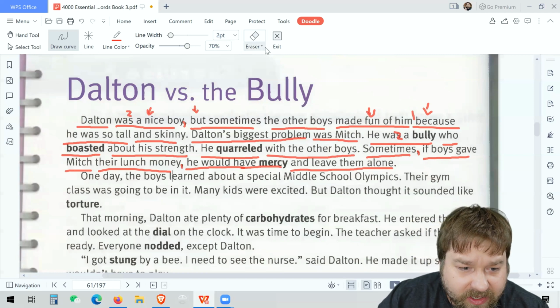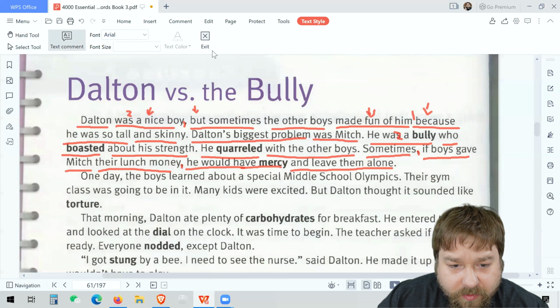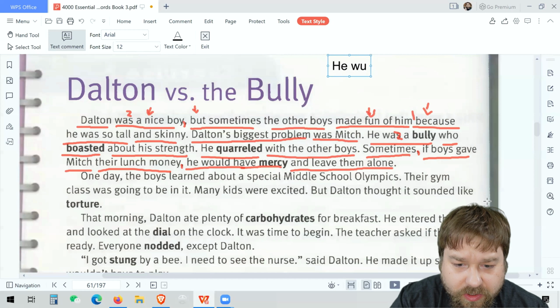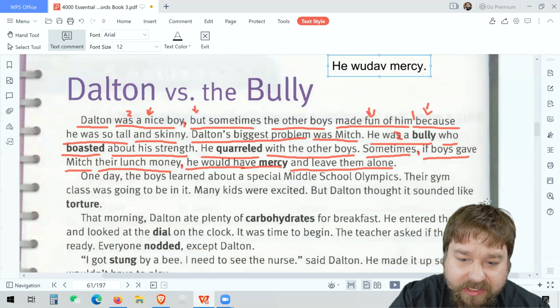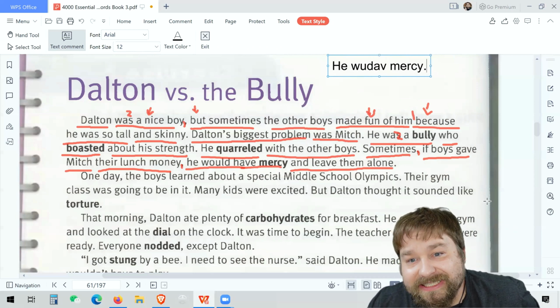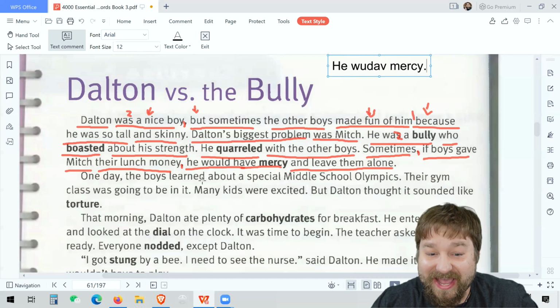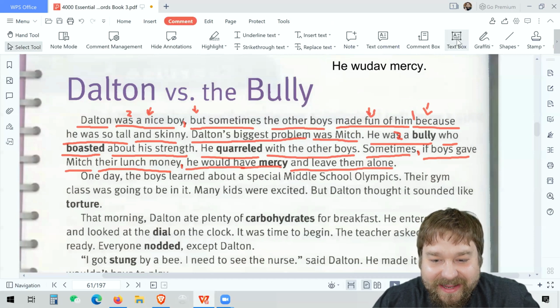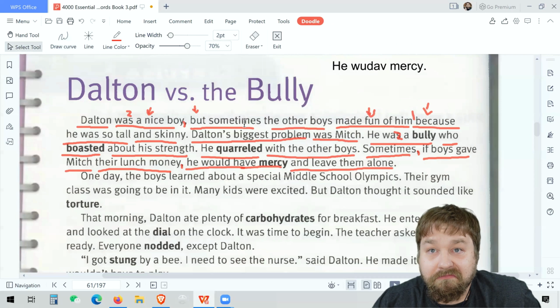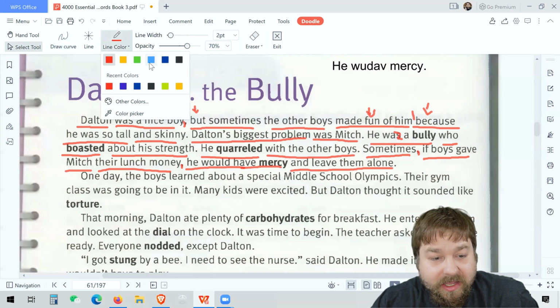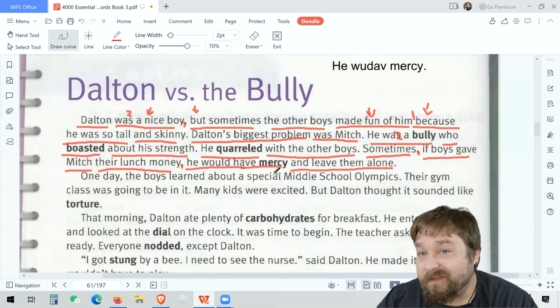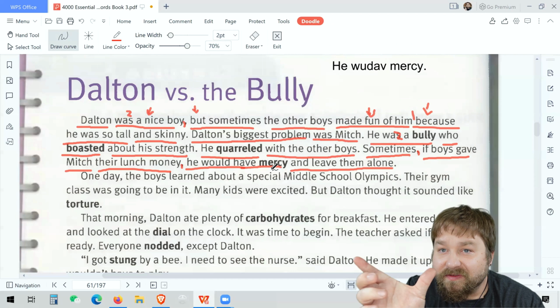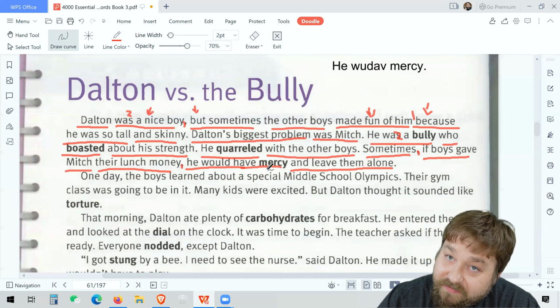Let's go up here and find my text tool. And we're going to change this. He would have mercy. Look how much I took away. Wow, right? I did, and that's okay. He would have mercy. Sounds fine to me, because it's right. So, let me go back here. We're going to shrink this part, he would have mercy, to something more fluent. He would have mercy and leave them alone.